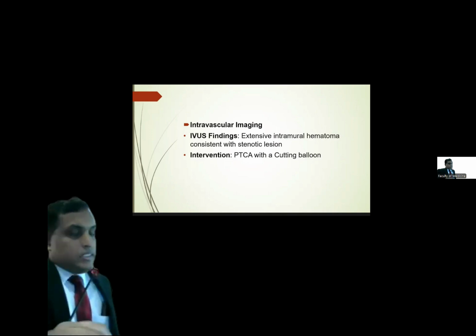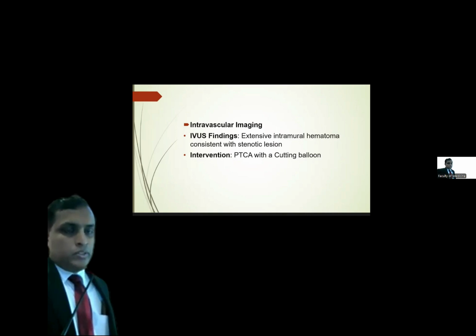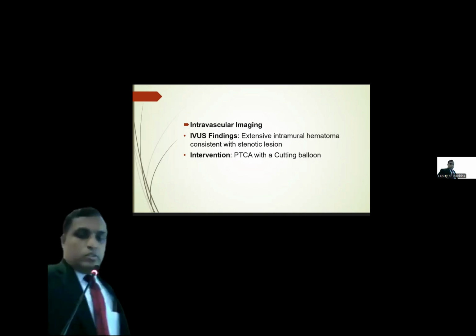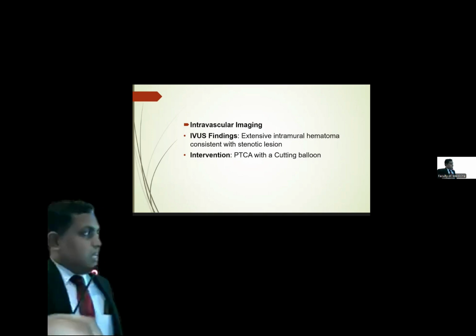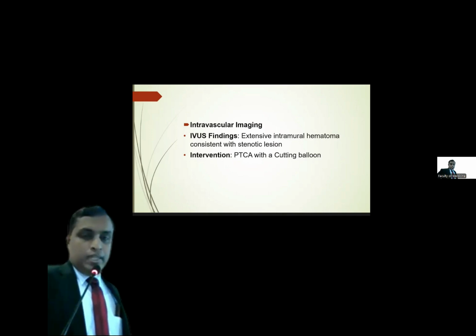Then intravascular imaging was done with the intravascular ultrasound scan. It was found there is an extensive intramural hematoma causing the stenosis. So then the intervention was done with balloon dilatation, with the cutting balloon.